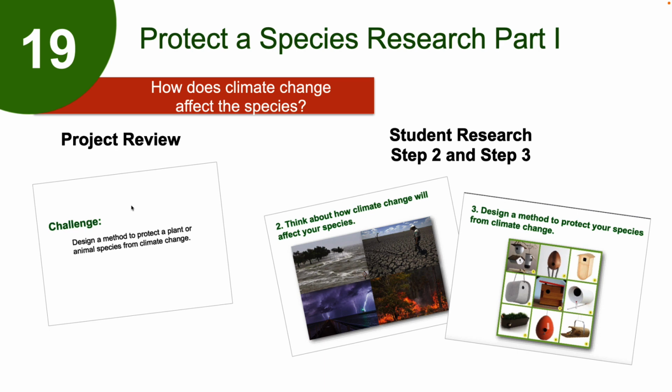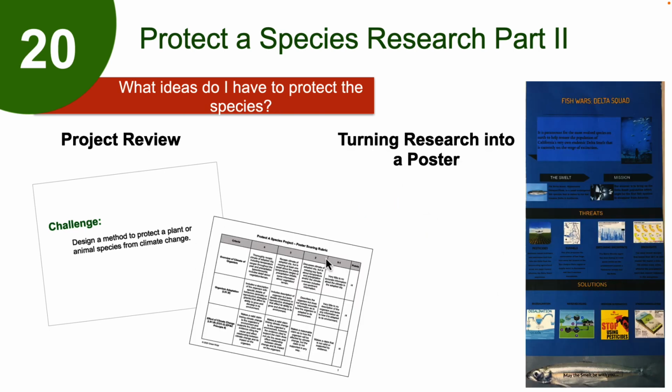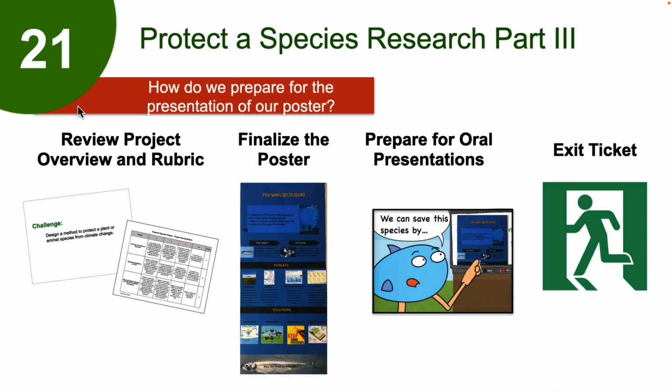Students basically have the next 2 days for their research, and each day we review the project expectations using the project overview presentation and the grading rubric. By the middle of the 2nd day, they should start turning their research into a poster. They finalize their poster on the 3rd day and begin planning their oral presentation. In the day's exit ticket, they name a person or audience that they would like to share their presentation with outside of school and how they intend to make that happen.